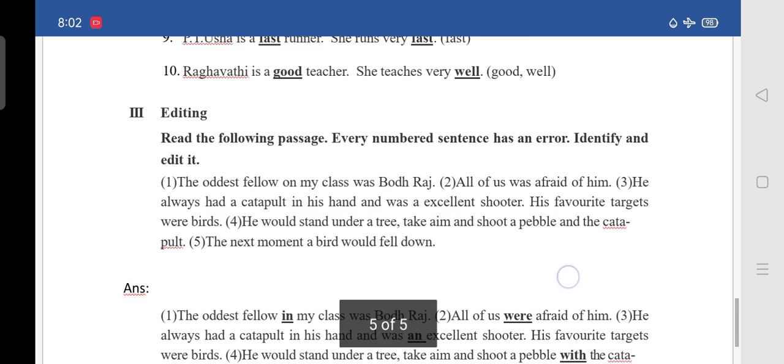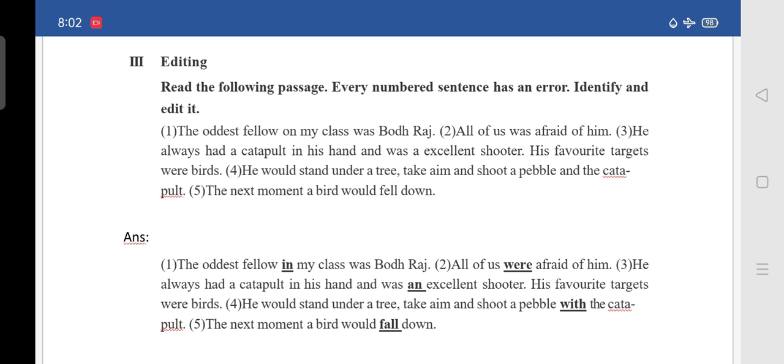See the Roman number 3, editing. Read the following passage. Every numbered sentence has an error. Identify and edit it. So, what they are telling is they have given a passage and each numbered sentence has an error, and they are asking us to identify that error and edit it. So, students, I have already done it for you. I want you to write them neatly in your notebooks. Before seeing the actual sentences, we'll read the given passage.